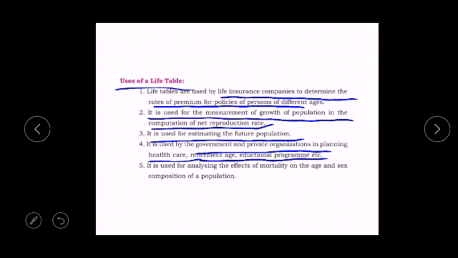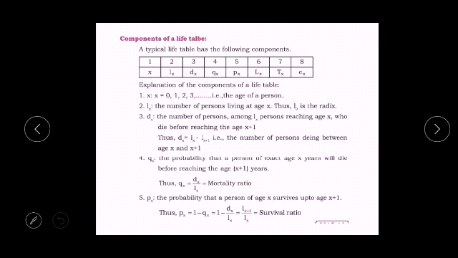Next point, it is used for analyzing the effect of mortality on the age and sex composition of the population. So it also helps in studying the effect of mortality on the age, that is, at what age what is the mortality condition, and also for different genders, that is male and female, how they are different, so that here it can be studied. Next comes components of the life table.